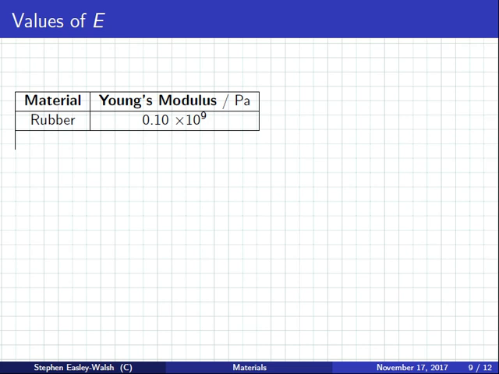Continue. Next material is nylon, which has a value of 2 times 10 to the 9 pascals. Does anybody know what this material is?